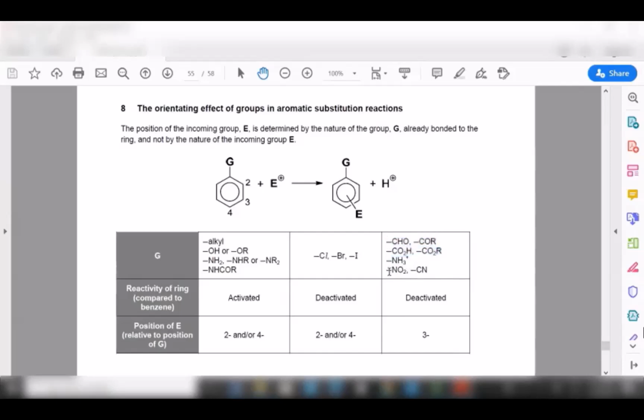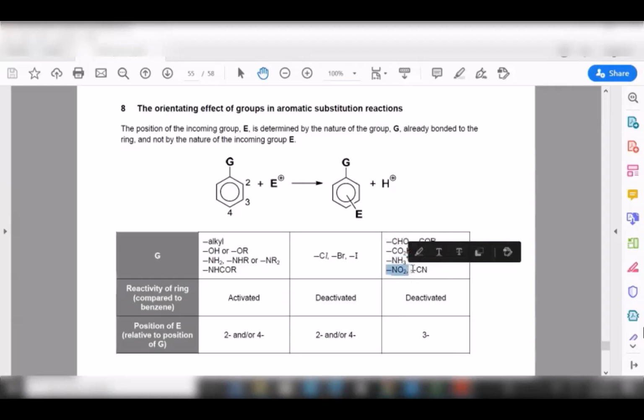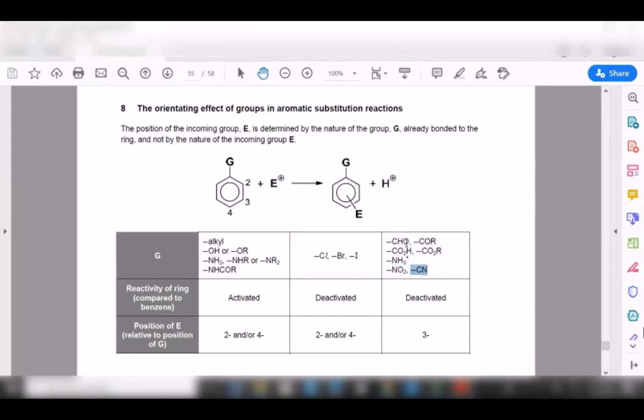And then another one is nitro. Nitro is withdrawing due to the N double bond O, and then CN is due to the C triple bond N. So C triple bond N is actually quite similar to C double bond O. Usually we say that the CN group is a masked form of a carbonyl group.